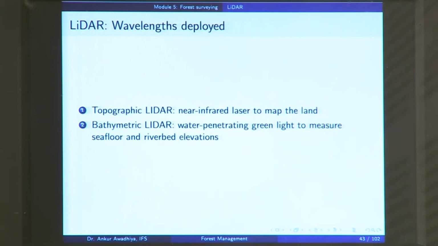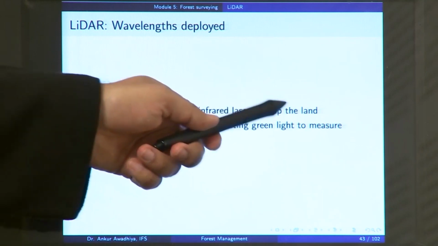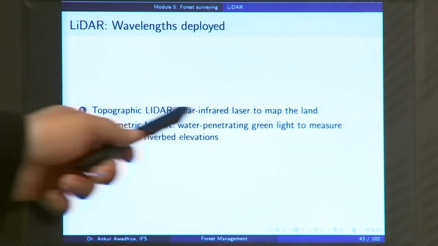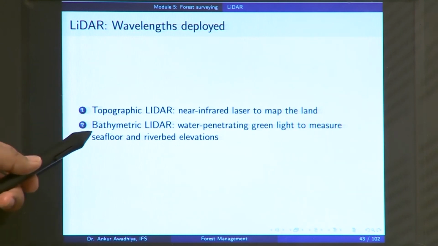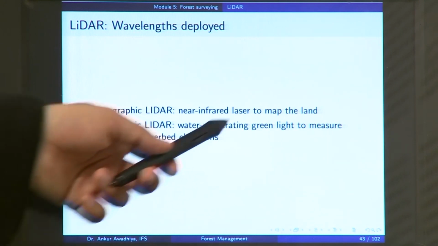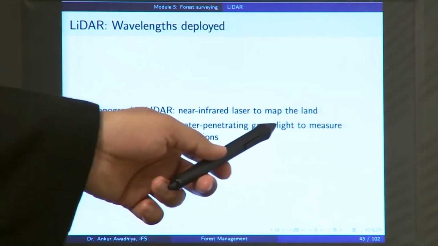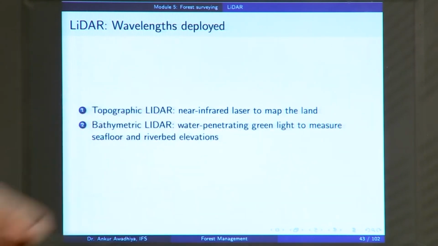Now, in the case of LiDAR, you can deploy different wavelengths for different purposes. You can go for a topographic LiDAR, in which case you make use of a near infrared laser to map the land. So, this is used for land topographic LiDAR, and in the case of a bathymetric LiDAR, you make use of a green colored light. So, it is water penetrating green light to measure the sea floor and the riverbed elevations.